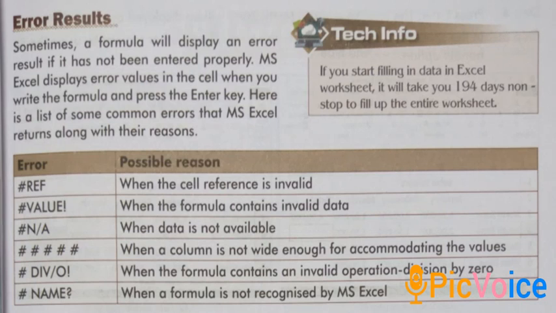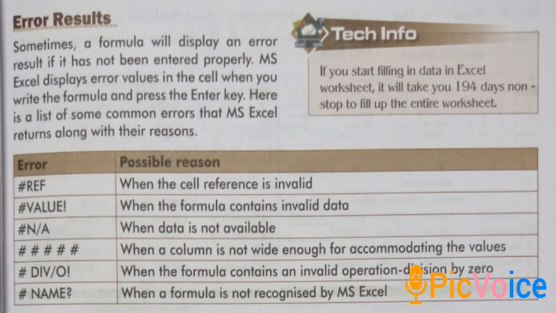Error result. Sometimes a formula will display an error result if it has not been entered properly. MS Excel displays error values in the cell when you write the formula and press the enter key. Here is a list of some common errors that MS Excel returns along with their reasons.